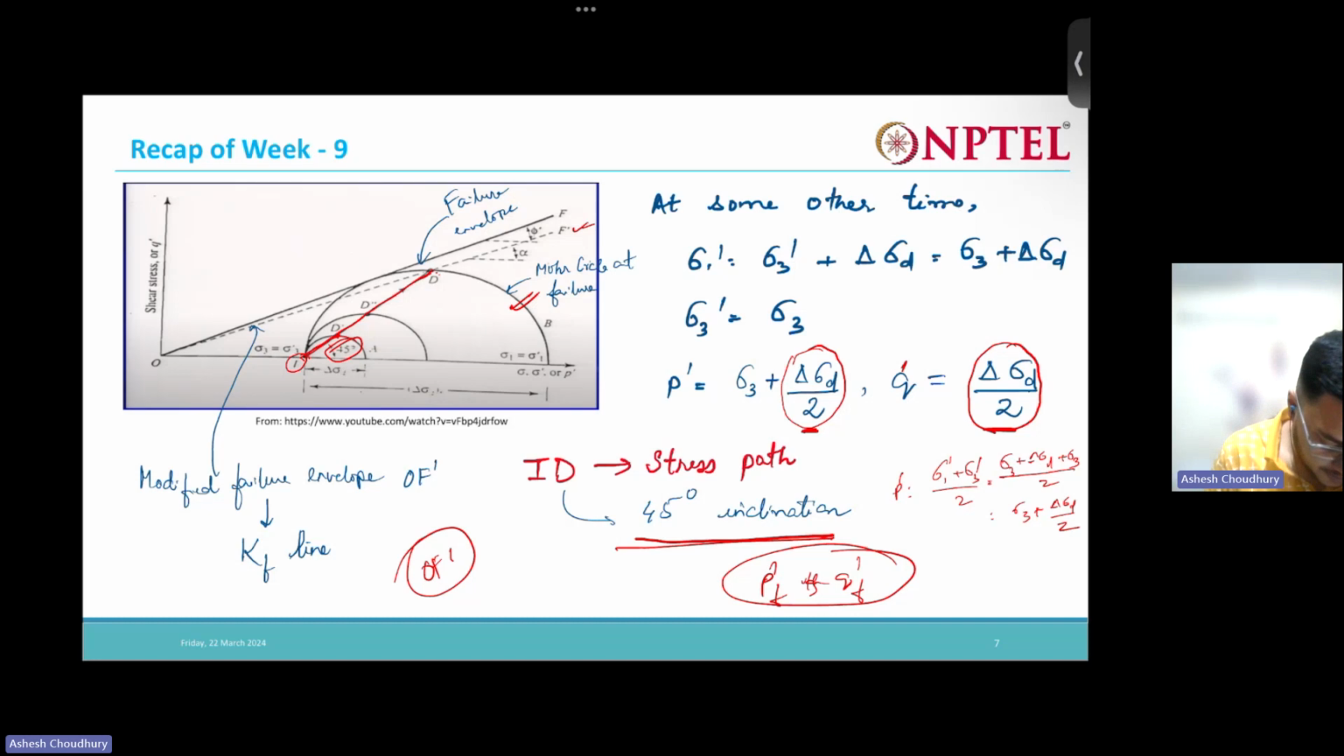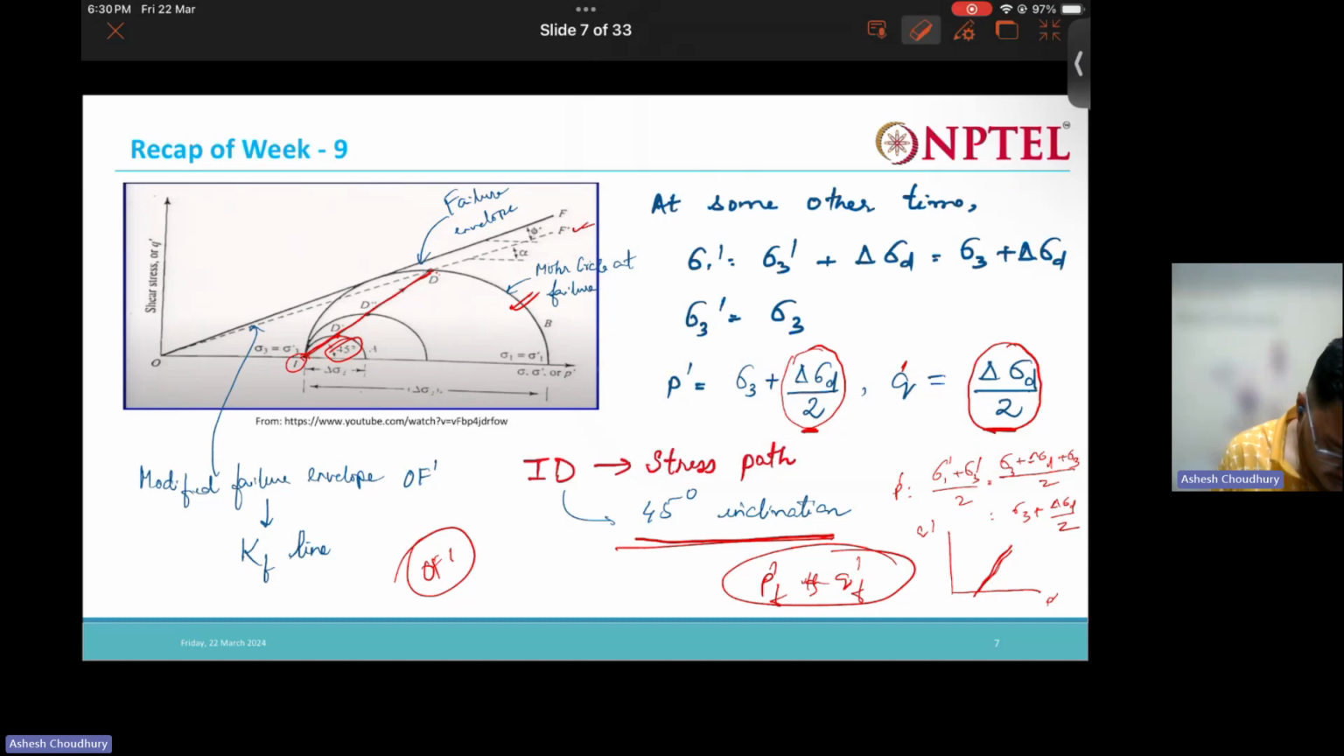For the CD test, this is nothing but the stress path, inclined at 45 degrees, and we are going to have a modified failure envelope that passes through this point D. And above that we are going to have this failure envelope.